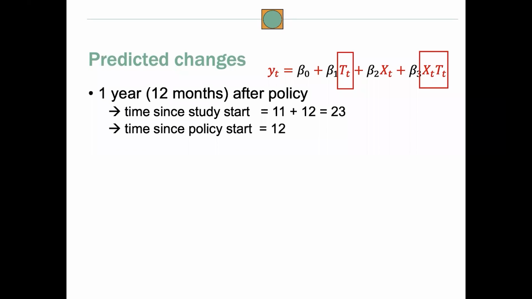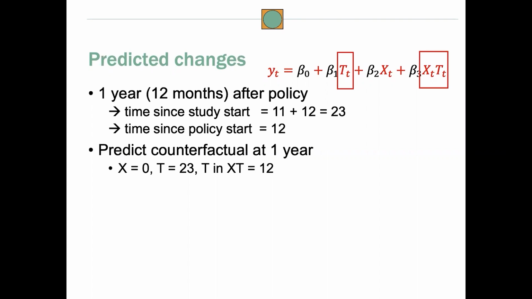And the t and the xt is the time since the policy starts. So everything pre-policy is technically 0. We'll start counting after the policy has been implemented. And so 12 months later, we're basically looking at time point 12 in the xt variable.